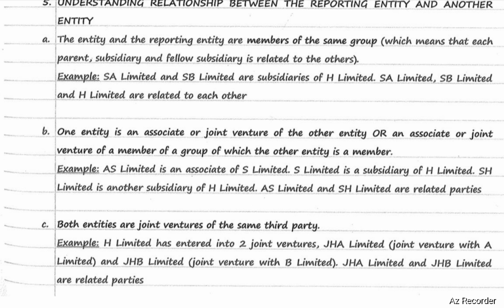SH Limited is another subsidiary of H Limited. Here, AS Limited and SH Limited are related parties. Next, both entities are joint ventures of the same third party. Example, H Limited has entered into two joint ventures: JHA Limited, a joint venture with A Limited, and JHB Limited, a joint venture with B Limited. Here, JHA Limited and JHB Limited are related parties.